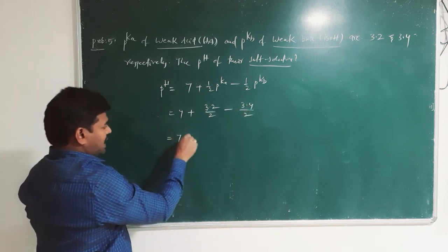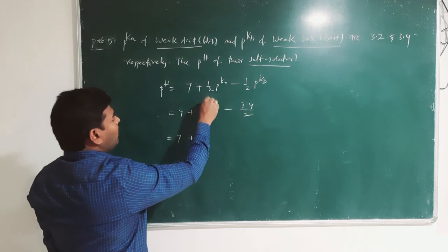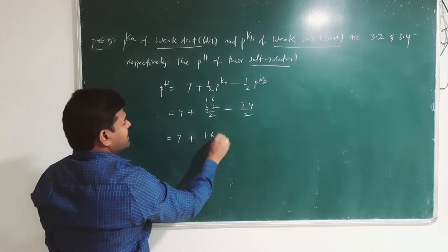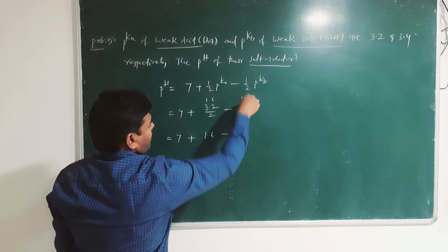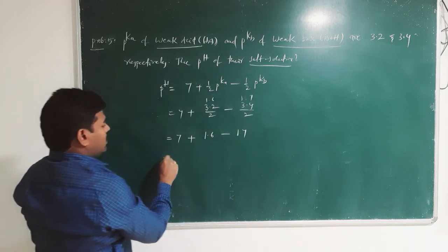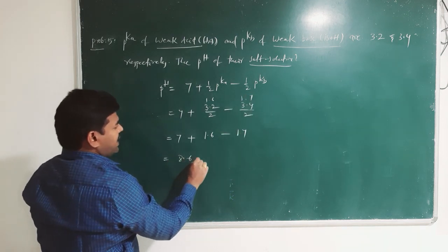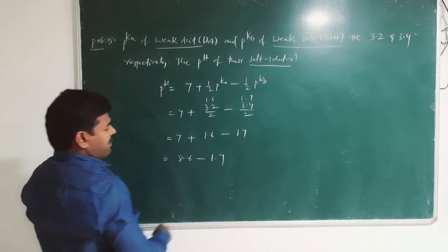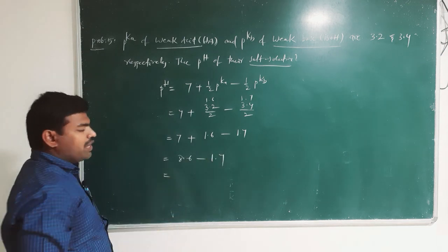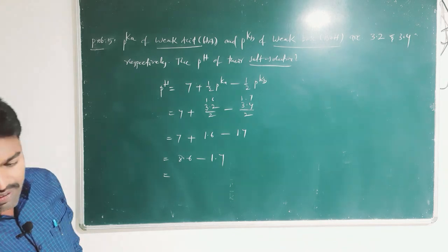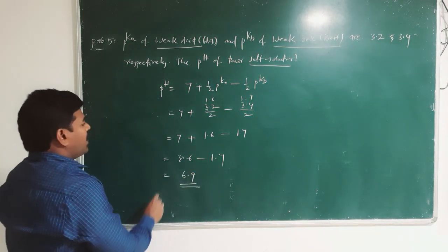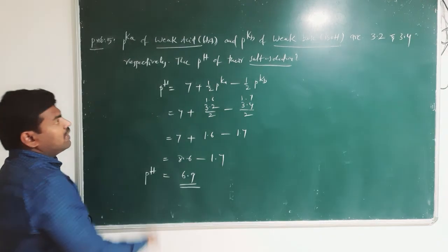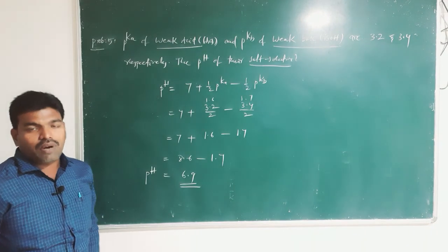So 3.2 by 2 minus 3.4 by 2. So this is 7 plus 1.6 minus 1.7. So this is 8.6 minus 1.7. So 8.6 minus 1.7 gives 6.9. So pH of this resulting solution is 6.9.